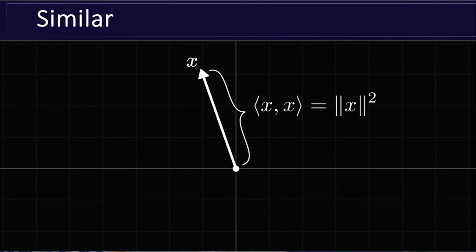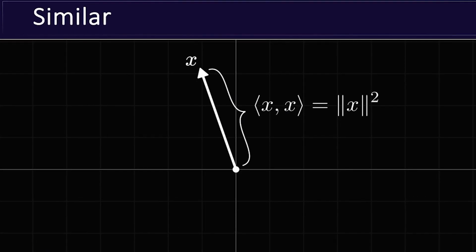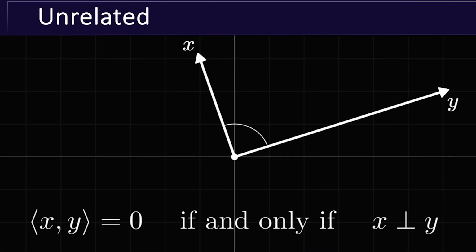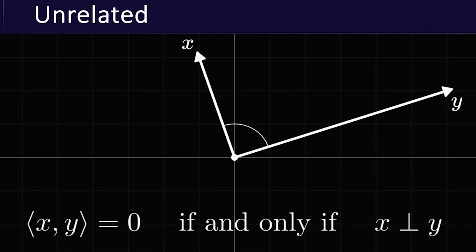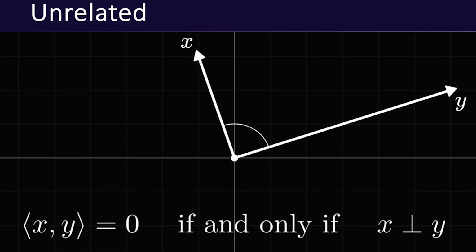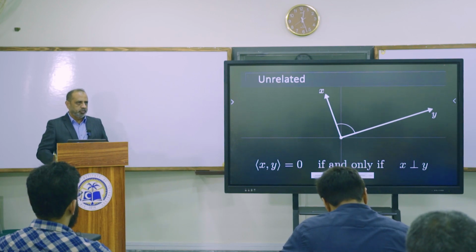So if they are in the same line, they will have maximum magnitude, okay? Because cosine of 0 is 1, so you are multiplying it with 1. But if they are orthogonal to each other, they are unrelated. So the cosine is going to be 0. So you will find zero similarity.